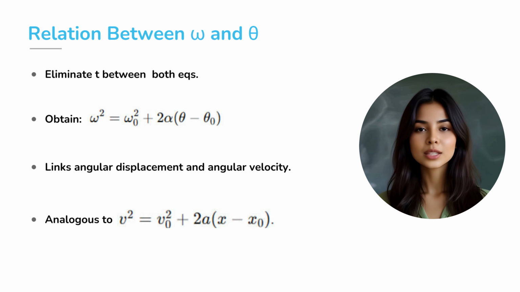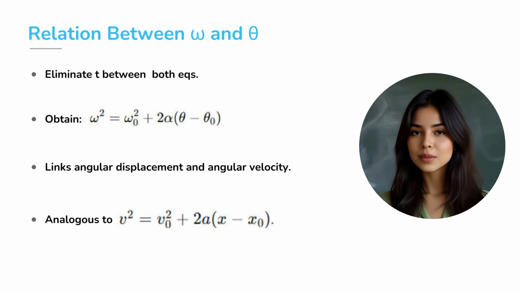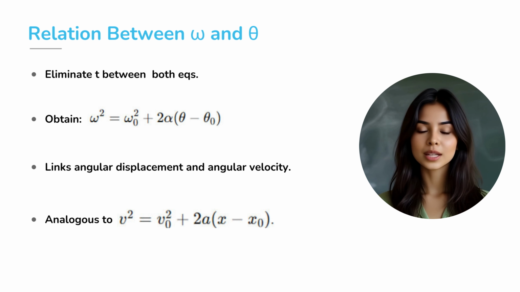Now let's connect angular velocity directly with displacement. Eliminate time between the first and second equations. The result is omega squared equals omega naught squared plus 2 alpha times open bracket theta minus theta naught close bracket. That's equation 6.38. It's the angular analog of v squared equals v naught squared plus 2a times open bracket x minus x naught close bracket. This equation is especially useful when time is not given in the problem.